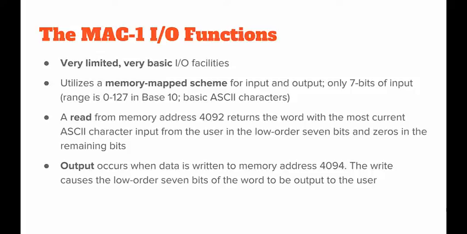In terms of input and output, we're used to doing things with items like cout or cin or System.out.println. Here it's going to be very limited and very basic. The type of data that users can enter is going to be very limited, specifically simple integers in the range 0 to 127. Input and output will be a matter of reading from a particular memory address and writing to a particular memory address. By doing this, we're going to be simulating input and output.